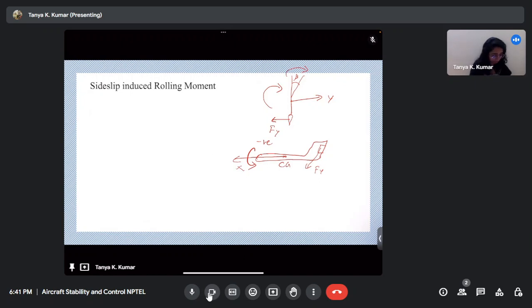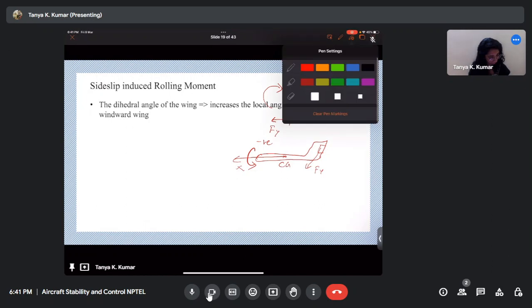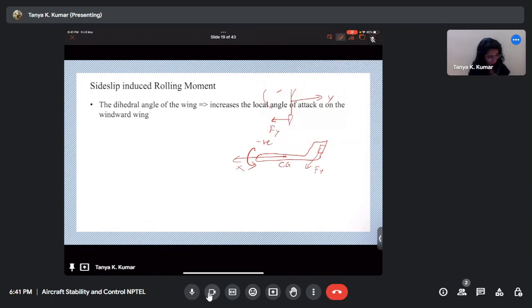This is one of the reasons why side slip introduces the rolling moment. Let's look at the other. Okay, let me just erase this. The dihedral angle of the wing increases the local angle of attack on the windward wing, correct? And this produces a rolling moment. So there is a change in the lift produced on the windward wing and the leeward wing, right?